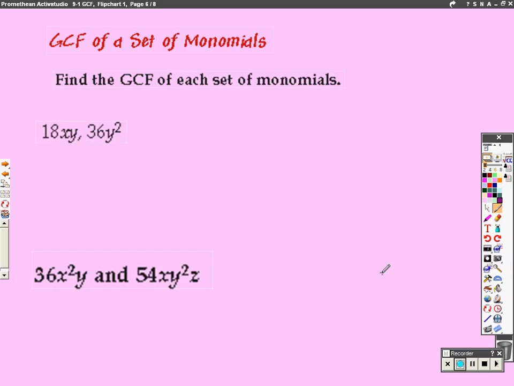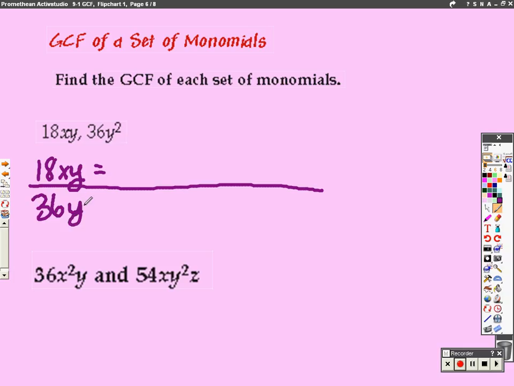Let's do a quick review of finding the greatest common factor for monomials. The first thing you have to do is completely factor each monomial. And I set up this little table to help me do that. And to completely factor the monomials, you want to find their prime factors.